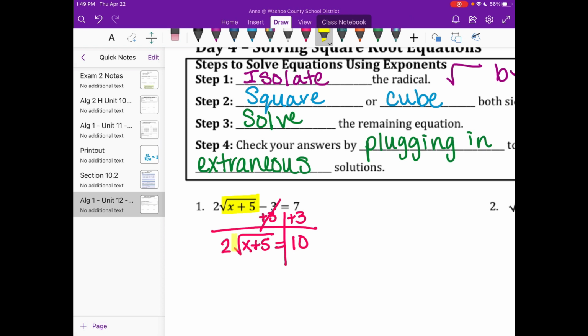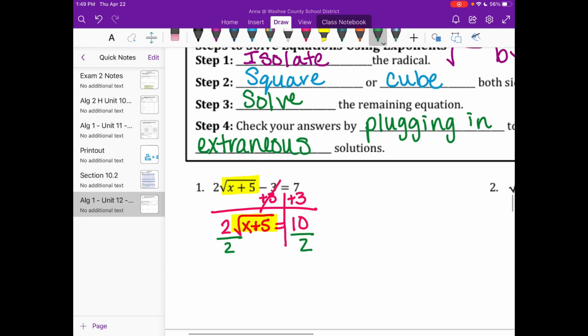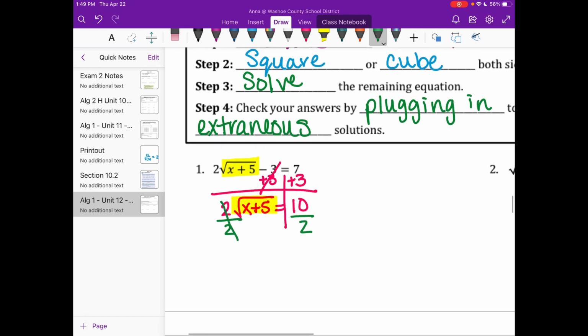Now, I still don't have the radical by itself, right? Here's my radical. I have that 2 in the front. So if I'm going to get rid of the 2, I need to divide by 2. Divide by 2 on both sides. Okay, so square root x plus 5 equals 10 divided by 2 is 5. Well, now I finally have that radical by itself.